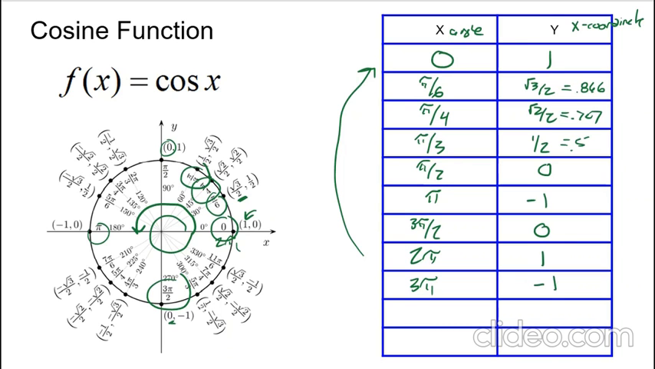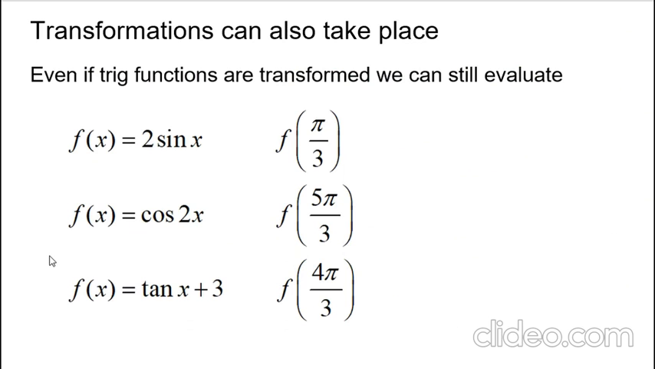Now, these functions are great, and these functions can also be transformed. So let's not get stuck in the fact that sine and cosine are the only possibilities. These functions can be transformed. And transforming functions is adding coefficients, subtracting, multiplying throughout the function. So let's look at a couple examples and let's work on inputs and outputs with these.